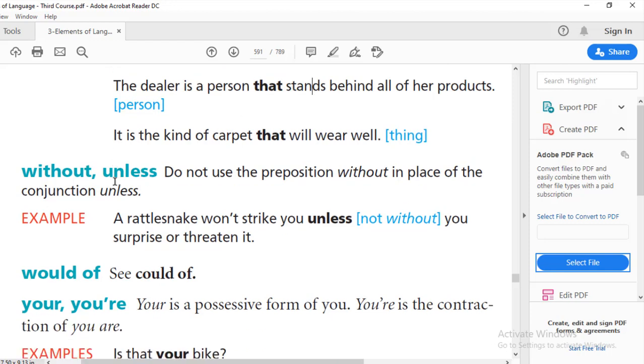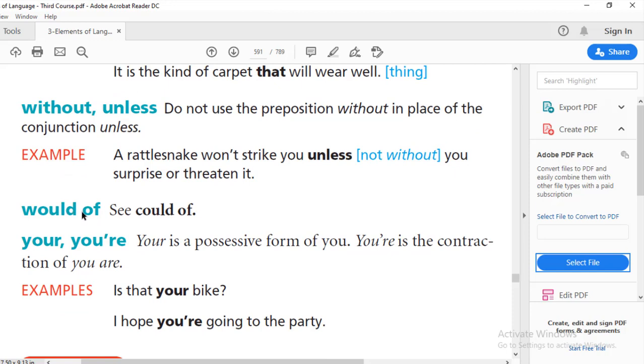Okay. Without and unless. Don't use the preposition without in place of the conjunction unless. So we have here two pieces of information. The first one is without, which part of speech is without? It's a preposition. And which part of speech is unless? It's a conjunction. Perfect. So don't switch between them, right? If something is used as a conjunction, it must connect two things or two words or two sentences, right? Or two clauses.